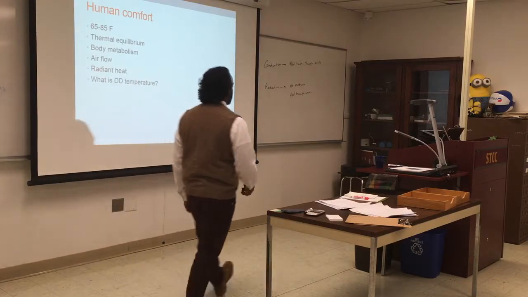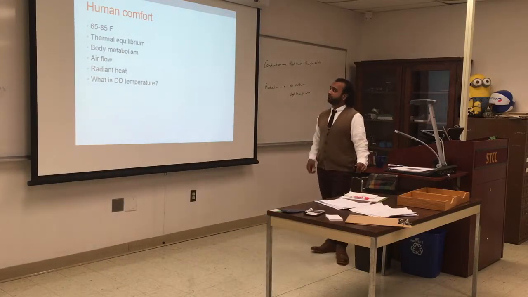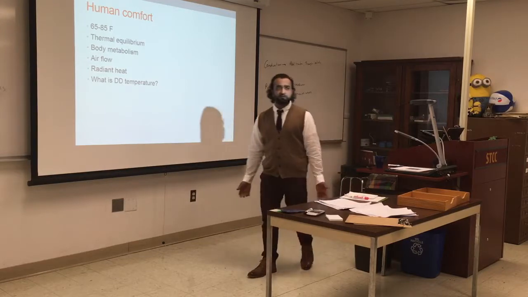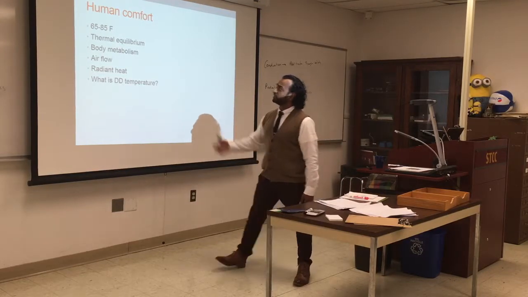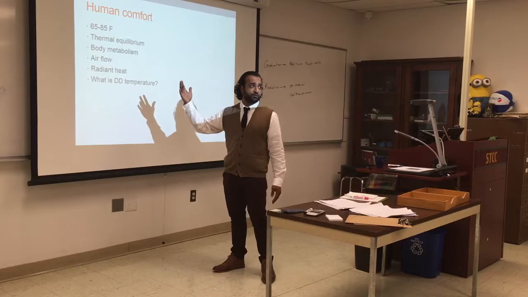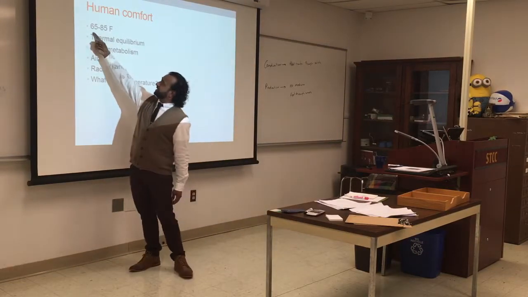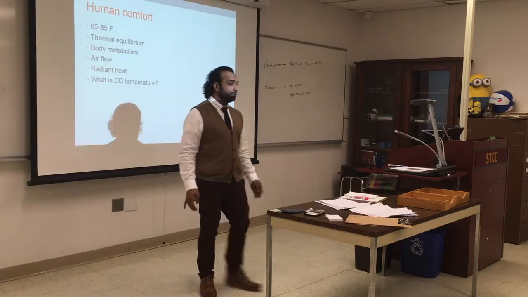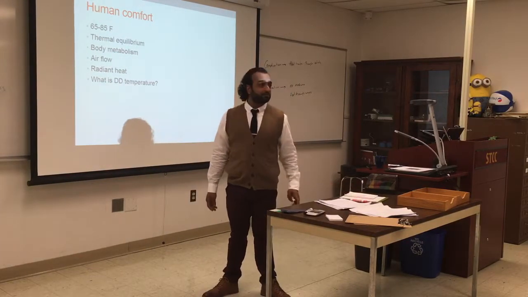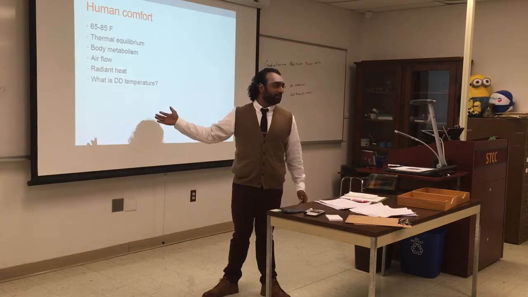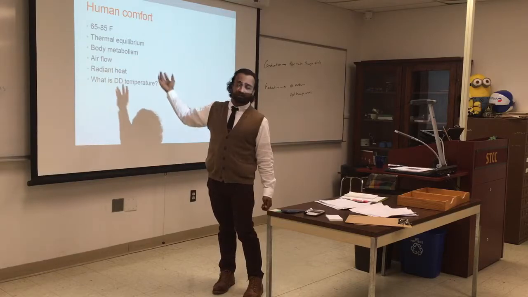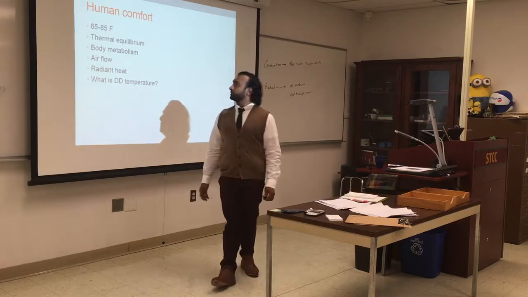Okay, the last but not least for this section is human comfort. So as I said before, humans are tropical creatures. So this is tropical weather we're looking for. Our comfort is between 65 and 85 degrees. Between those two lies human comfort. There are some extreme cases where people like 60 or 90, but most likely human beings like to be between 65 and 85. That's good weather.